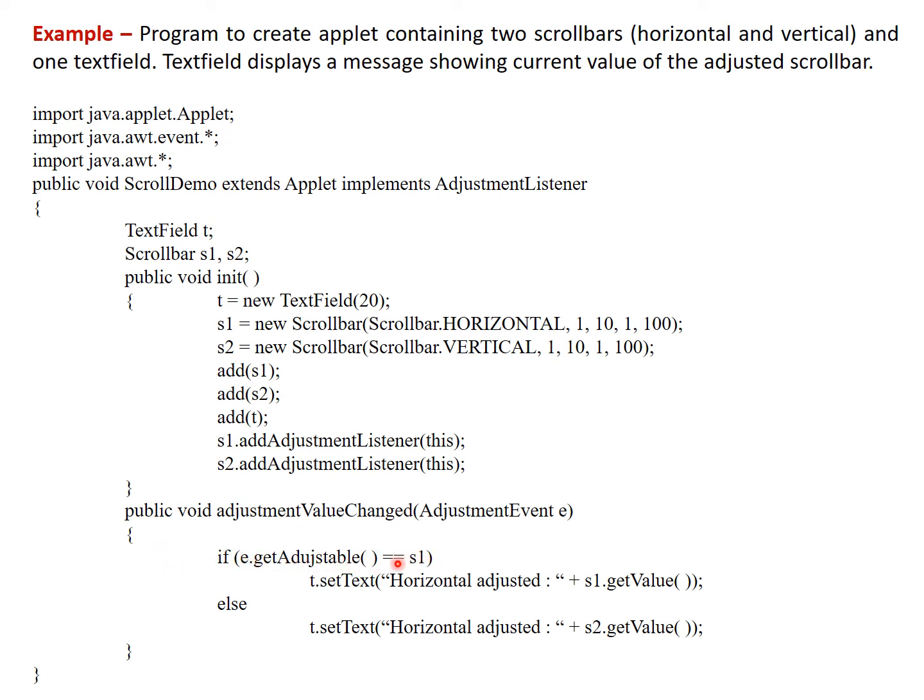Then in the text field it displays the current value of the s1 scroll bar, and this value is given by the method called s1.getValue. Similarly, if user adjusts or makes any of the changes in the second scroll bar, then it displays the message that horizontal adjusted with the current value of second scroll bar, which is given by s2.getValue.